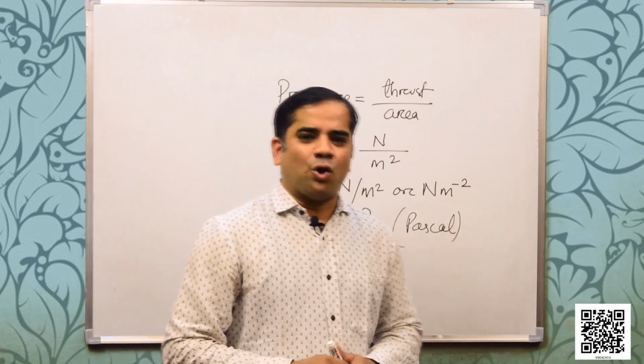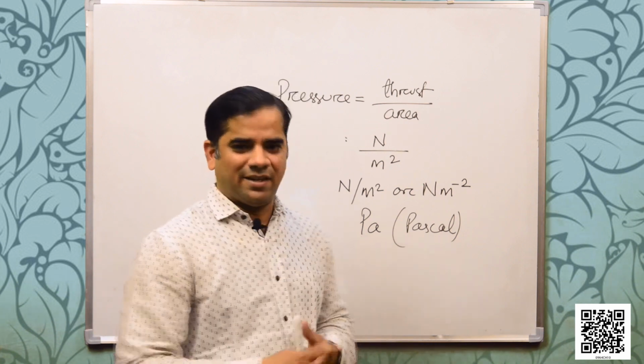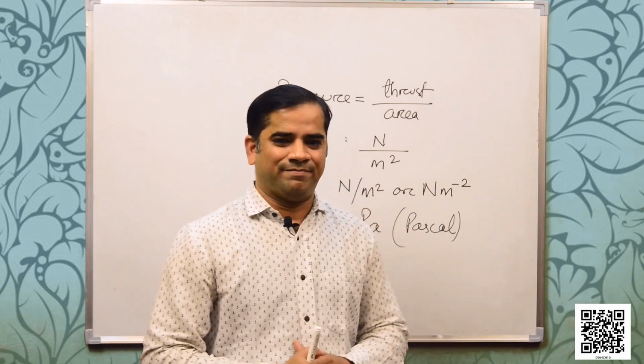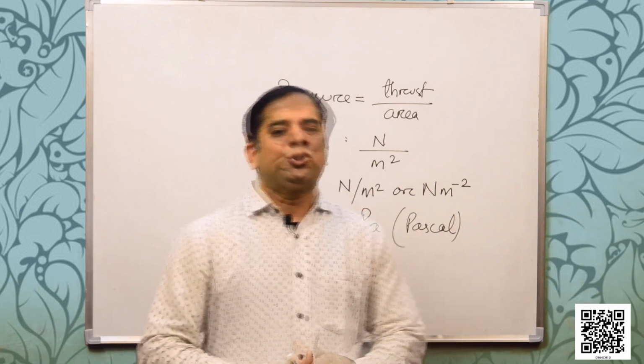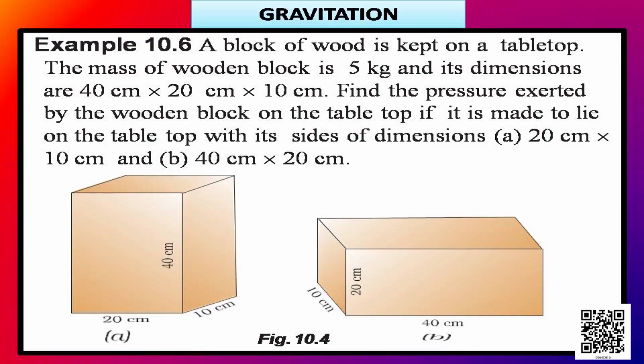Okay. So, what is the SI unit of pressure? That is Pascal, and it is nothing but Newton per meter square. Okay. So, students, let us consider a numerical example to understand the effects of thrust acting on different areas. Let us discuss example 10.6.